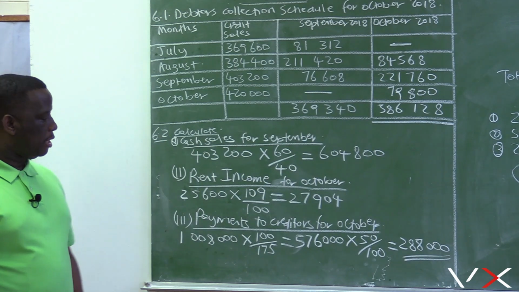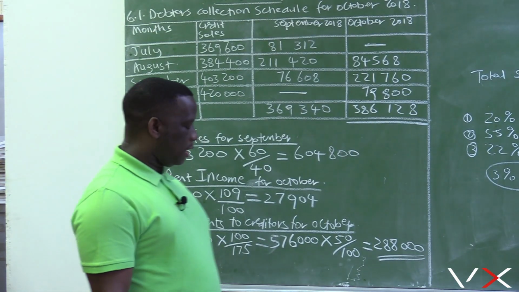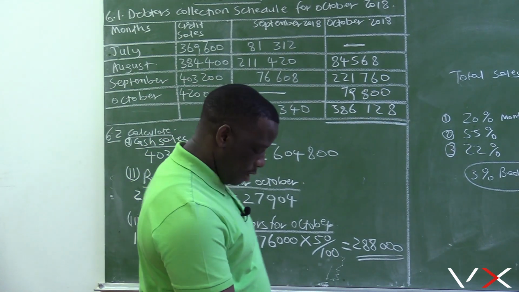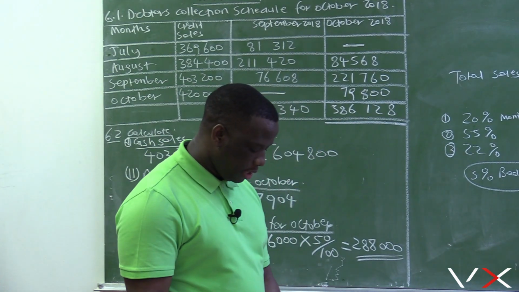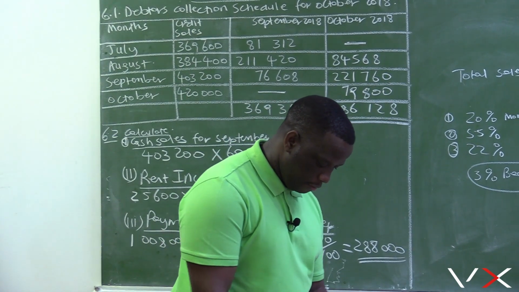So that's going to be 109/100, which equals 27,904. Payments to creditors: we are going to buy for 288,000 in September, which will be paid in October according to information C. Creditors are paid in the month following the month of purchase.